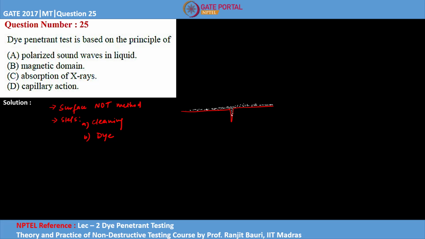Due to capillary action, this dye will go inside the crack. So this crack will be filled with the dye. After that, the next step, after dye application, is again removing the excess dye, right? Removal of excess dye. So this is the excess dye we don't want to have. So basically we will remove the excess dye, slowly, using the same cleaner.